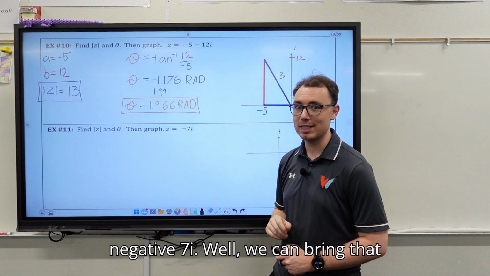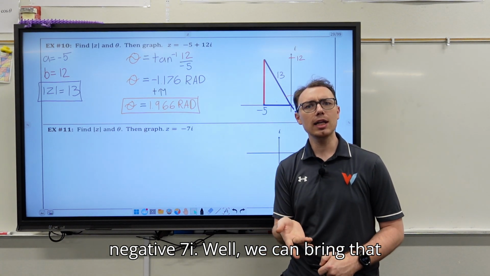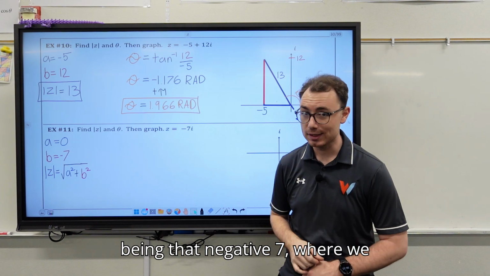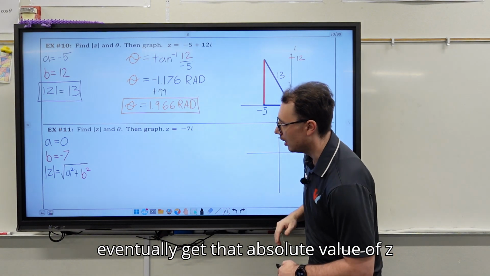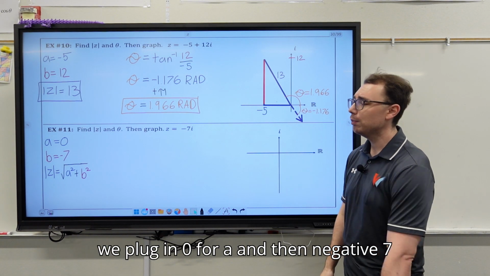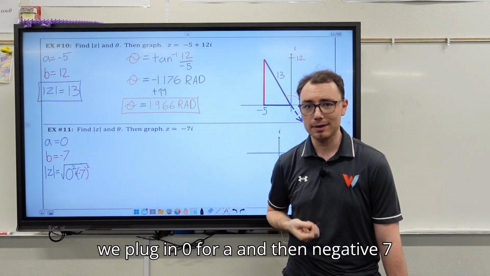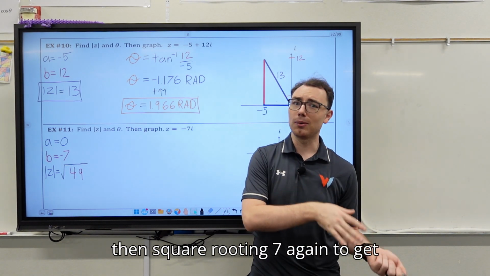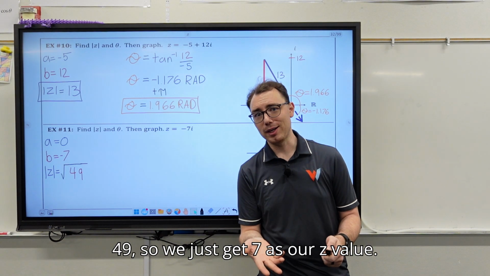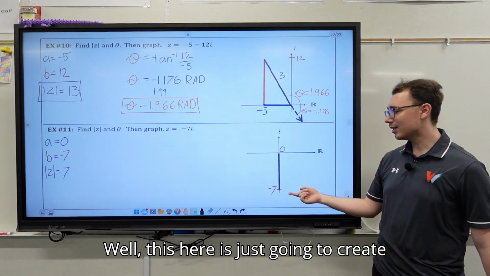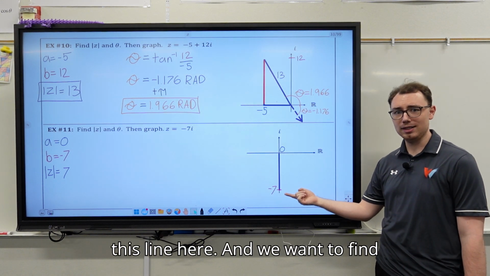equal to negative 7i. Well, we can bring that information of a being 0 and b being that negative 7, where we eventually get that absolute value of z is still a squared plus b squared. Well, we plug in 0 for a and then negative 7 for b. We're really just squaring 7 and then square rooting 49 again, so we just get 7 as our z value. Well, this here is just going to create this line here.